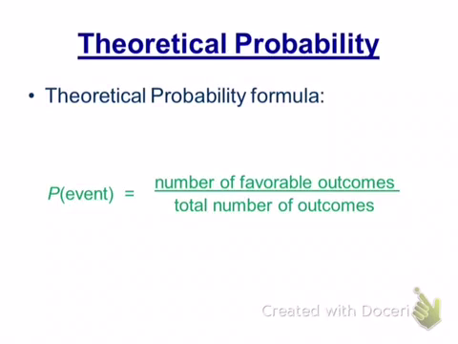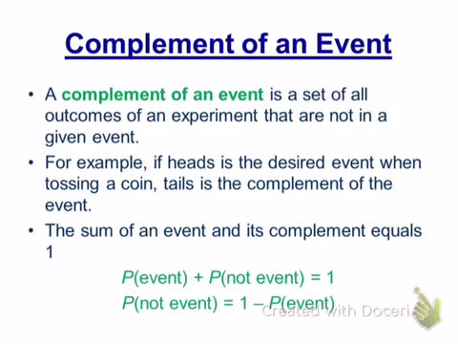All right, so the theoretical probability formula is the number of favorable outcomes divided by the total number of outcomes. And we're going to use that to do this. This is the same thing you just wrote. Favorable over possible, right? The complement of an event, another good definition. The complement of an event is the set of all outcomes of an experiment that are not in a given event. Okay? For example, if heads is the desired event when tossing a coin, tails would be the complement of that event. All right? If we're rolling a dice and we're looking for even numbers, what would the complement of that be? The odd numbers. Okay?